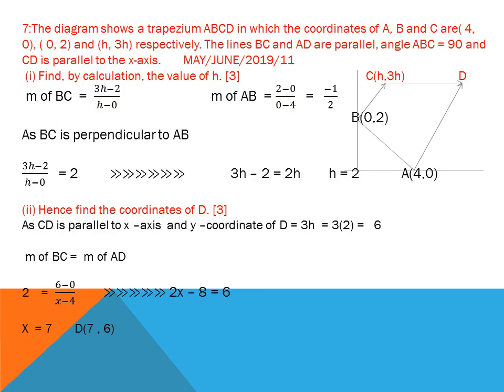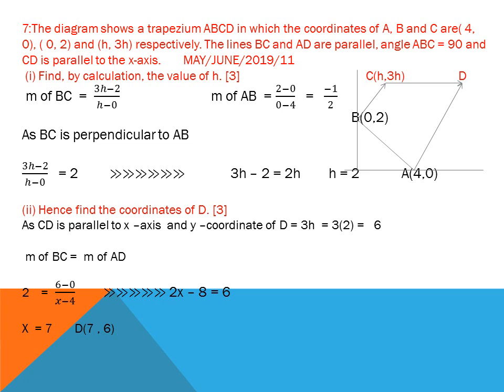In question number 7, the diagram shows the trapezium ABCD in which coordinates of A, B and C are this, this and this respectively. The lines BC and AD are parallel. It means BC and AD are parallel in the trapezium. So the gradient of BC is equal to the gradient of AD because these two are parallel here. Angle ABC is 90 degrees and CD is parallel to the x axis. It means when CD is parallel to the x axis, then the y coordinate of C is the same as the y coordinate of D. If the y coordinate of C is 3h, then the y coordinate of D is also 3h because the line is parallel to the x axis.